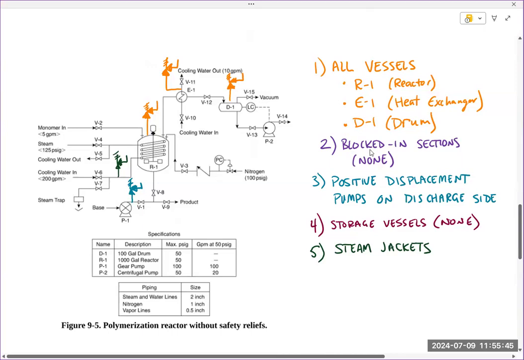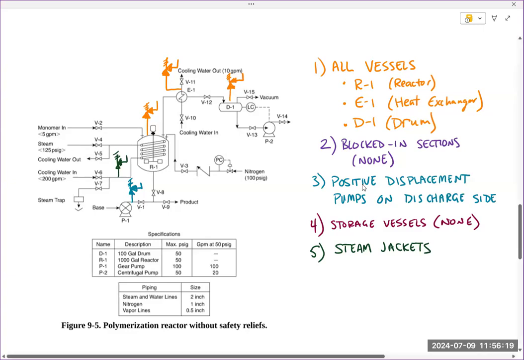2 would be blocked-in sections of pipe. I didn't see any blocked-in sections of pipe in this particular diagram. Really blocked-in, it's hard to think of an example of when you would see a blocked-in pipe. A lot of times it happens in real processes because it's like an old section of pipe and the process has been reused or repurposed in a certain way, and then a section of pipe becomes redundant, and so that's why a pipe would be blocked in. You wouldn't necessarily design a process with a blocked-in pipe in mind. At least I don't think so.